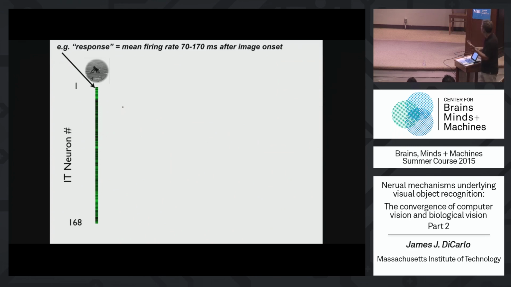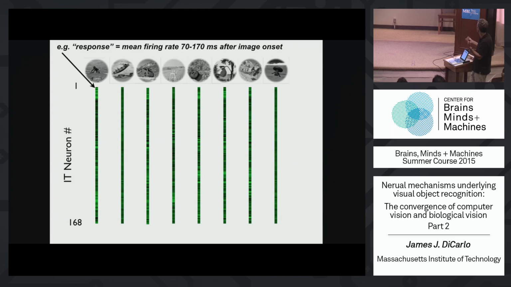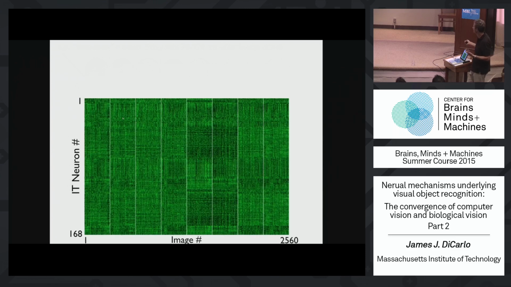And here's an example of the kind of data we would get. This is 168 IT recording sites. This is similar to what I showed you earlier. This is the mean response in a particular time window out of IT, similar to what I showed you earlier in that study with Gabrielle. And what I'm showing you here is just to give you a feel. That's one image. Here's 7 more images. And these are just the population vectors in a graphic form. But we actually collected nearly 2,560 images. This is the mean response data of these 168 neurons.